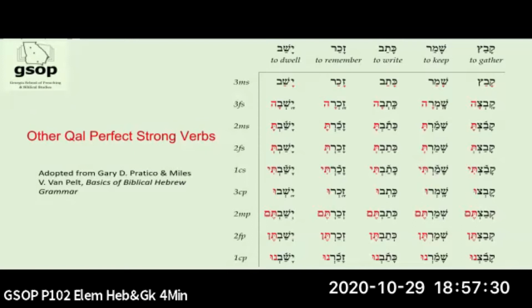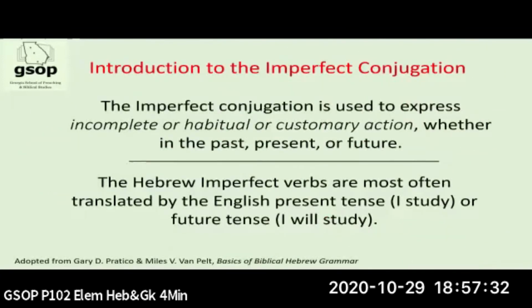So now let's go from Qal perfect, keep the same stem, it's still Qal, to the imperfect conjugation. The imperfect conjugation is used to express an incomplete or habitual or customary action, whether past, present, or future. Where the perfect conjugation was a completed action, the imperfect is going to be an incomplete action. Notice we're not talking about time, although it can be past, present, or future. We're talking about the type of action.